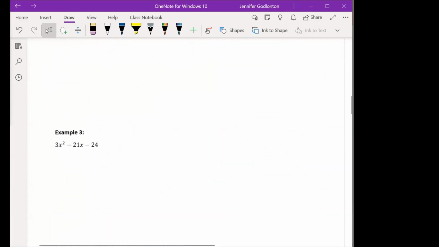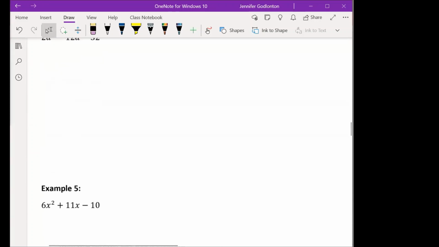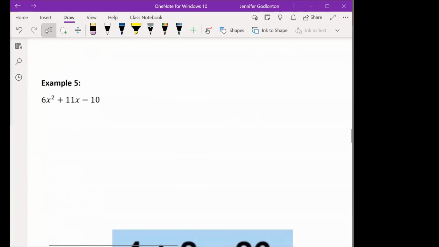Okay, I'm going to skip through example 2 and I'm going to let you try example 3. I'm trying to figure out which one I want you to start with. I want you to start with this one.